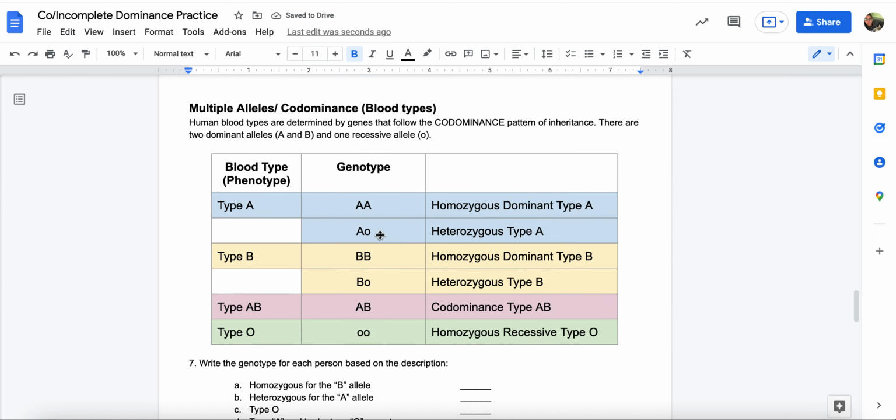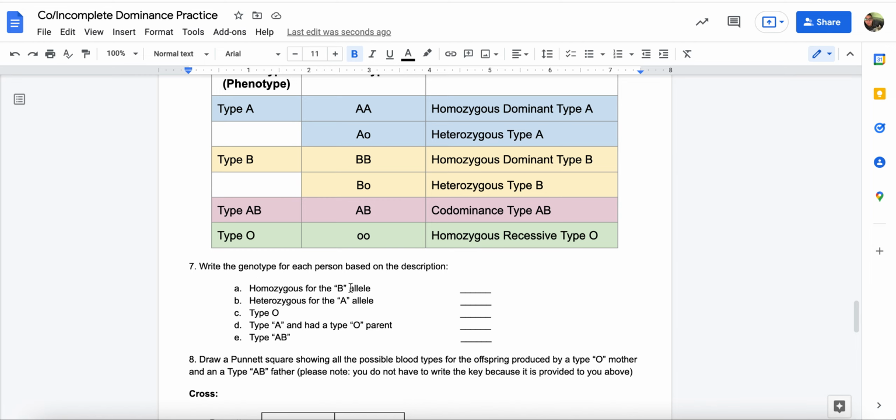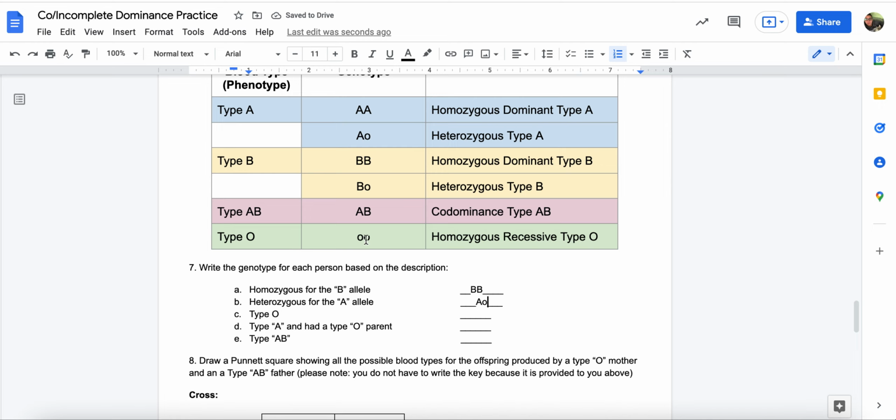Now for the blood typing. Here is your key. You don't need to make a key. It's already here for you. Homozygous B allele. All you have to do is look here, find where it says homozygous B. So homozygous dominant type B is right here. So we're going to put capital B, capital B. Heterozygous for the A allele. So heterozygous type A is right there. So A, lowercase o. Type O, there's only one choice.